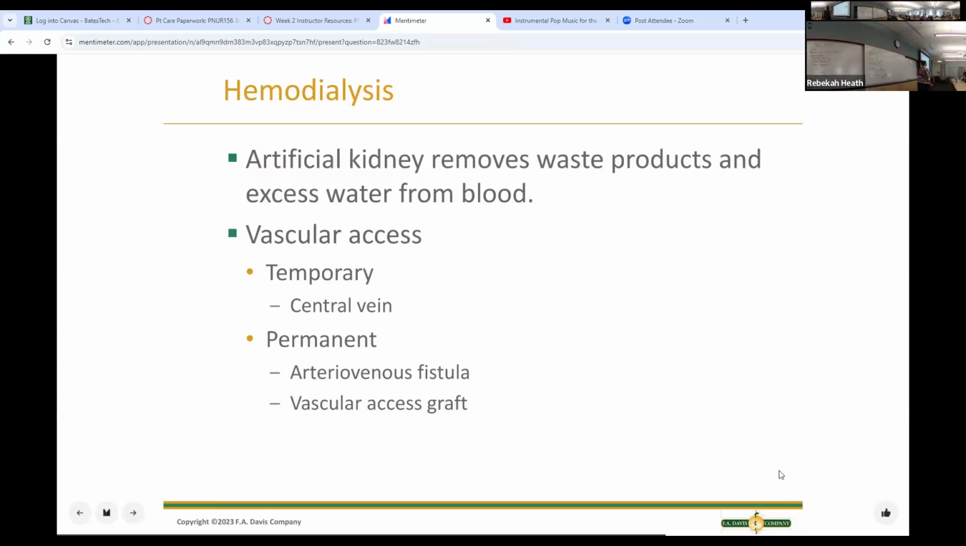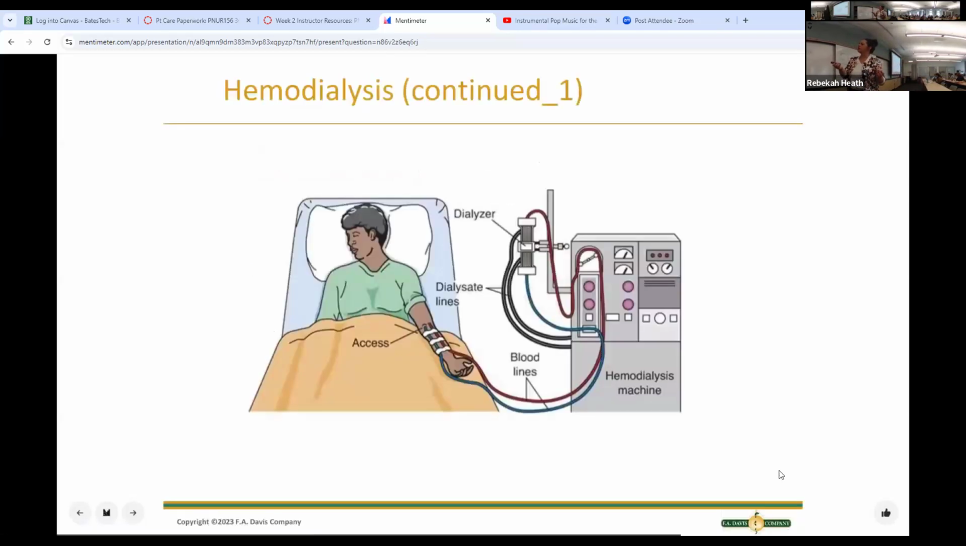Typically, if they're going to be on dialysis long term, they're going to have a permanent access. And that's where you have an AV or arteriovenous fistula or a vascular access graft. A fistula, or excuse me, the fistula, I believe, is where they take your own blood vessels and tie them together. Do I have a picture after this?